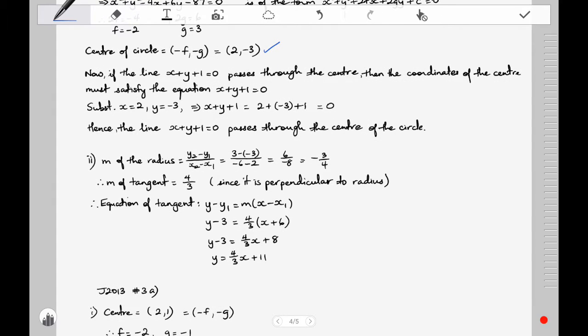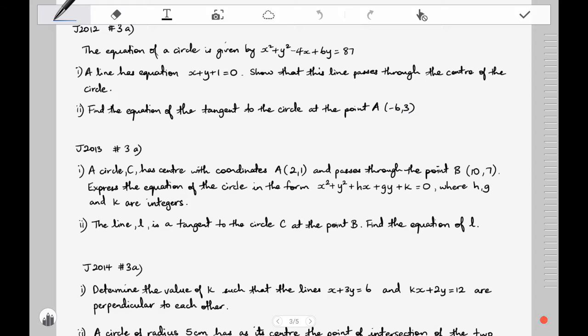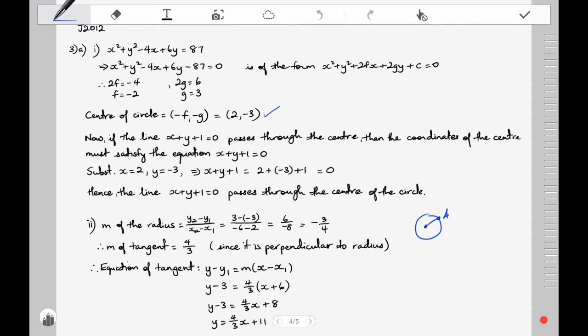Right, so all we do, we work out the gradient of the radius first. Remember, the radius joins the center of the circle to some point along the edge of the circle. So we already found the center of the circle as (2, minus 3). And they give us the coordinate in the question. As you'd see here, the coordinate is given as (minus 6, 3). So simply to find the gradient of the radius, use the gradient formula, you get negative 3/4.